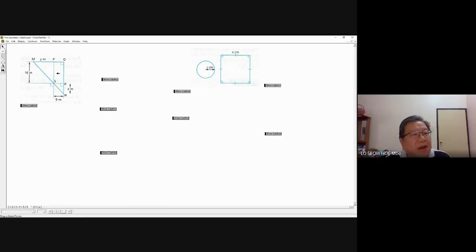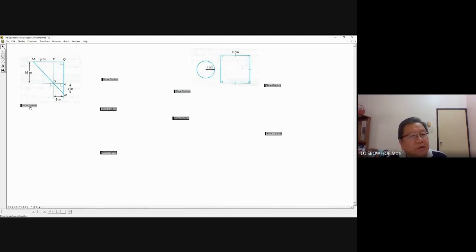Now you look at this triangle, SPM, and this triangle NRS. This triangle and this triangle are the same shape but different sizes. One is a bigger size, another one a smaller size. So if they are similar, I can say that the ratio of their sides are the same.